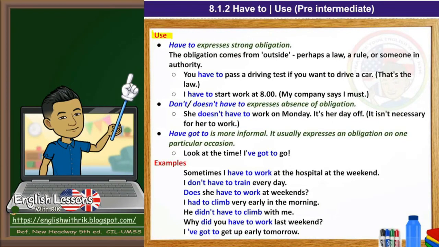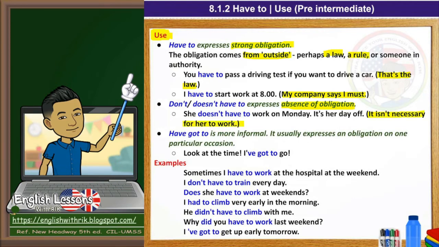Use. Have to expresses strong obligation. The obligation comes from outside, perhaps a law, a rule, or someone in authority. You have to pass a driving test if you want to drive a car. I have to start work at 8 o'clock. Don't and doesn't have to express absence of obligation. She doesn't have to work on Monday. It's her day off.